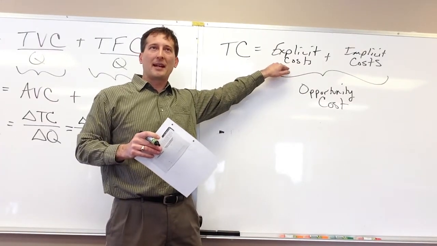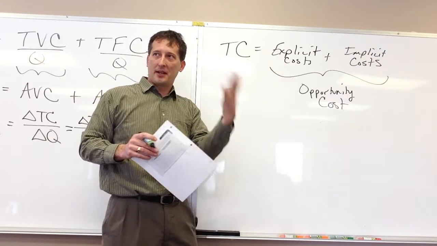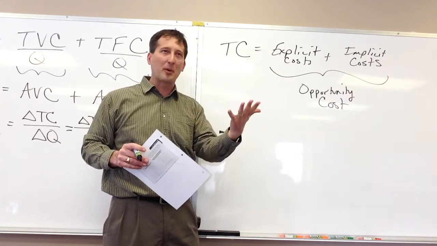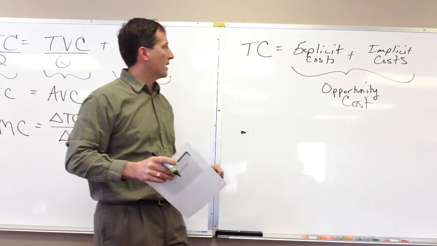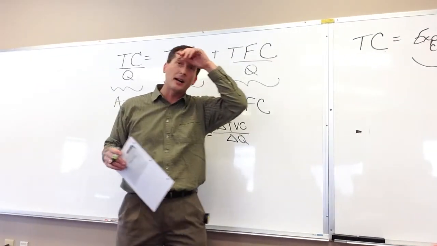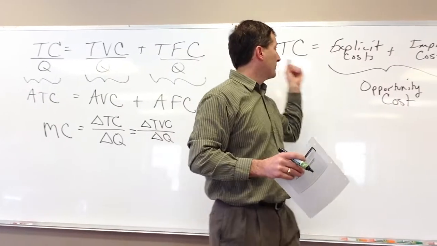Explicit costs are the ones that accountants usually deal with. Those are ones that are easy to see. They've got an easy price tag. I bought something for my restaurant, whatever. So explicit costs are easy. Now those are still opportunity costs. We don't want to forget that.